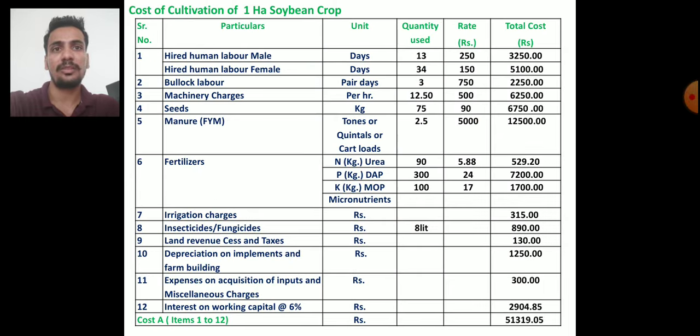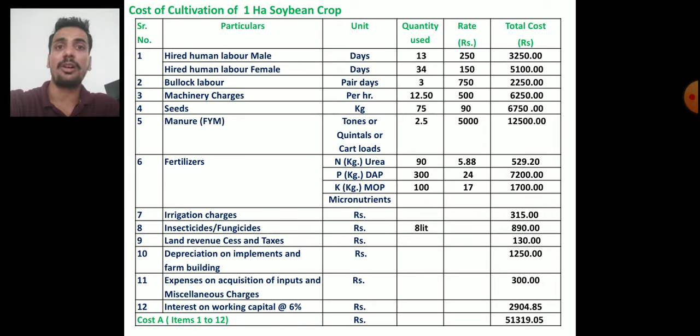Okay. So while calculating cost of cultivation, we have to arrange data in a tabular form. So first is particulars, unit, quantity used, then rate of that particular input, and last one is total cost. Quantity used per unit. Okay. So the first serial number is hired human labor male, and their unit is days.